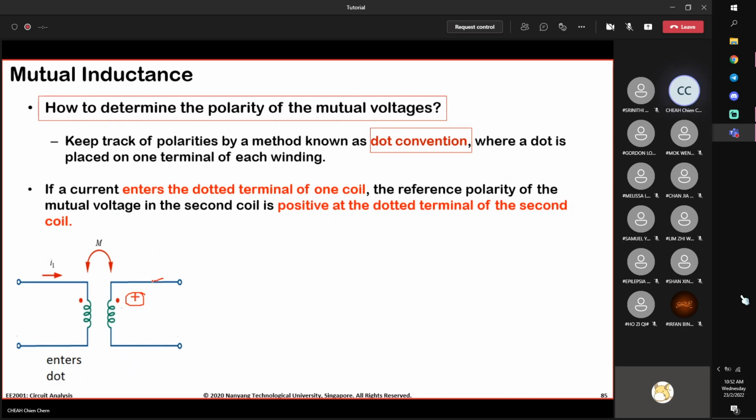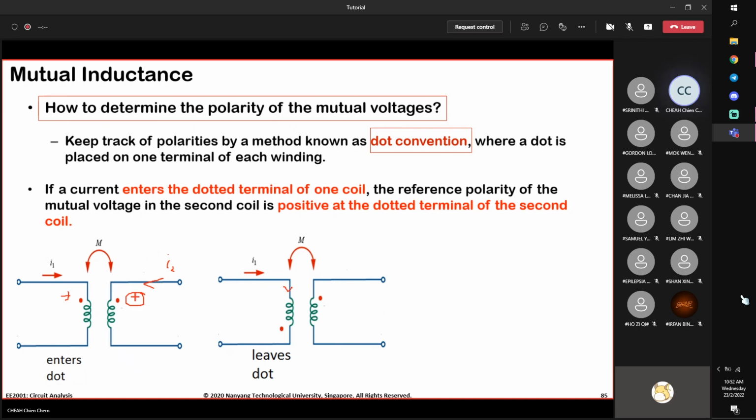Similarly, if you have current on the other side, I2 entering the dot, then the voltage induced by I2 will be positive at the other side. So it's always the other side. And altogether, there are only three cases. What if you apply the current the other way around? Then you are leaving the dot.